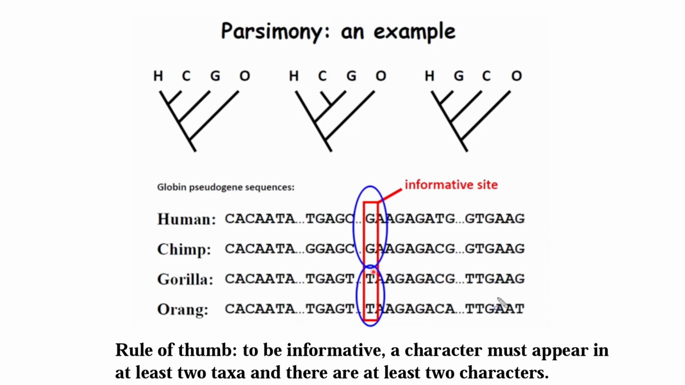So we could see that gorillas have an ancestral allele T shared with orangutans, while humans and chimpanzees have the derived allele G, and hence they could be grouped together. So the rule of thumb is that for a site to be informative, a character must appear in at least two taxa, and there are at least two characters. So let's see where on the tree this G allele could have evolved.